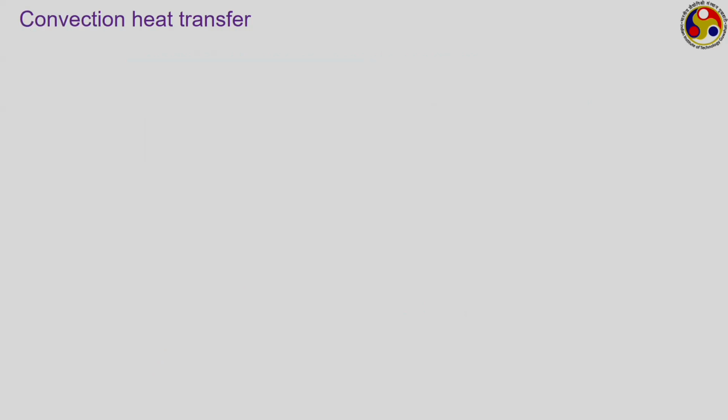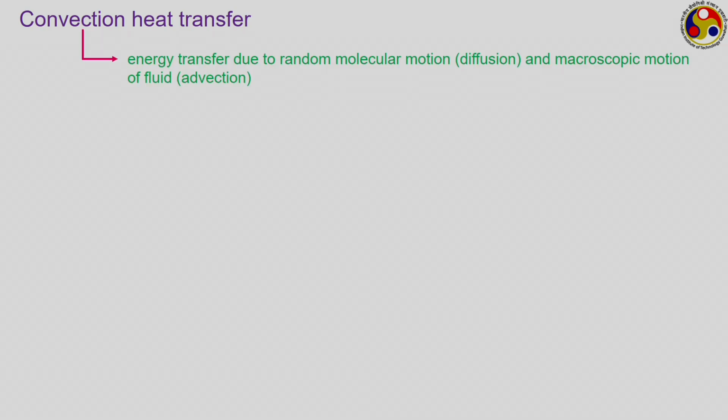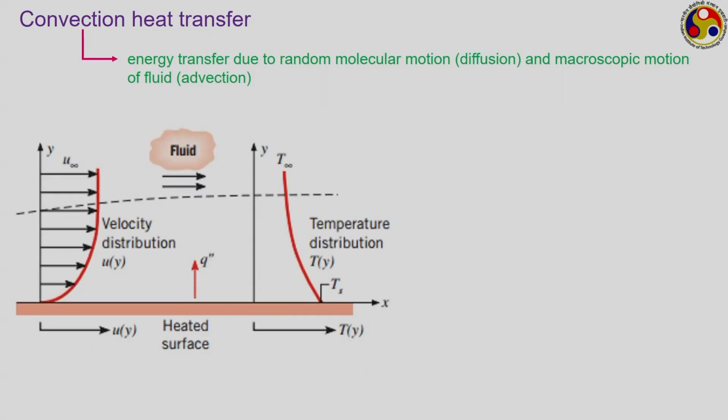The third mode of heat transfer is convective heat transfer, which talks about the energy transfer due to random molecular motion, which is diffusion, and microscopic motion of fluid, which is advection. We are particularly concerned about convective heat transfer at the interface of a solid and a flowing fluid.